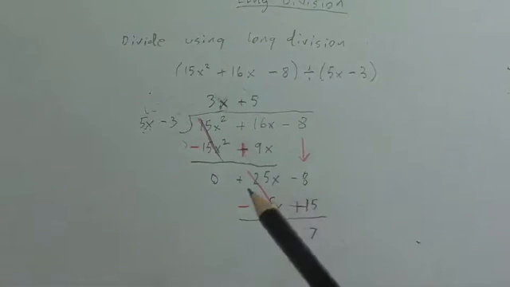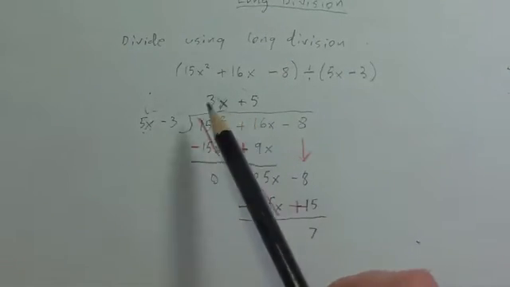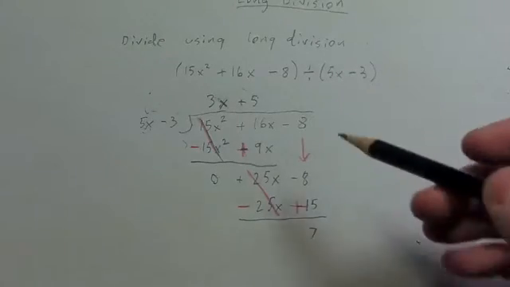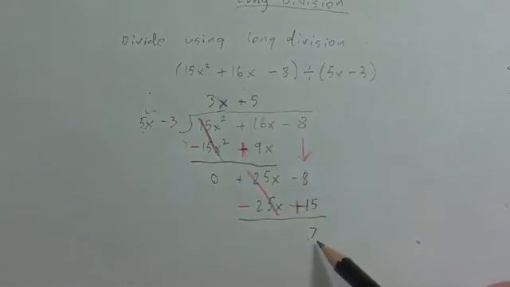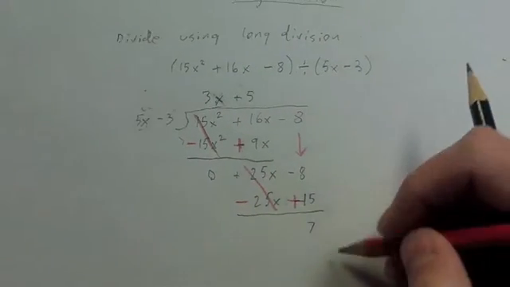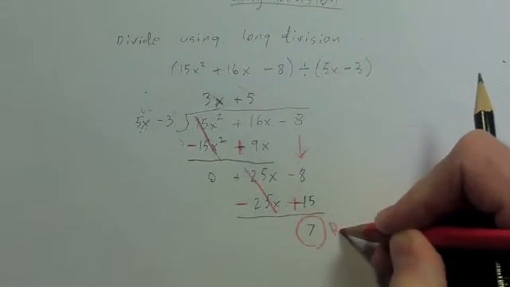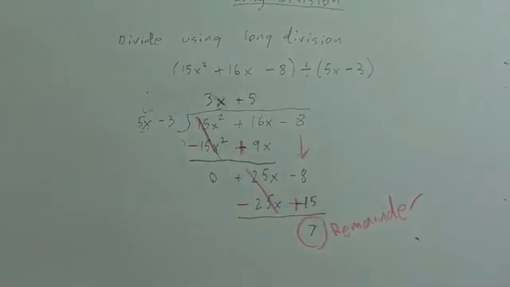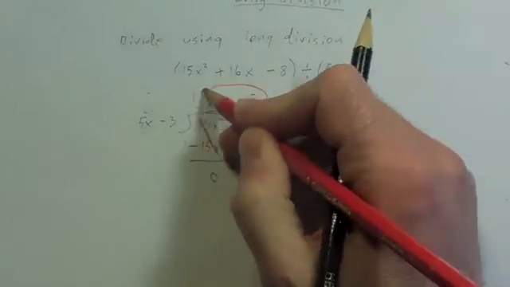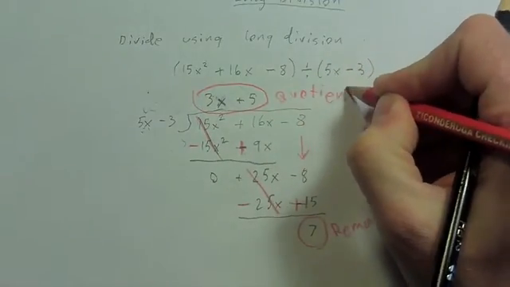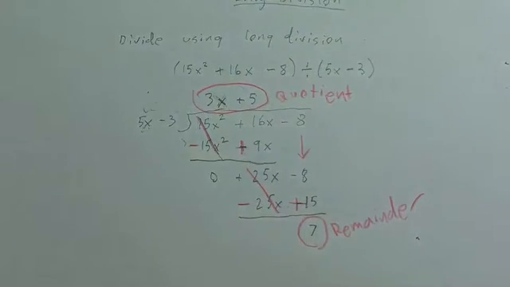Now the question becomes, I need to multiply 5x to get 7, and there's no way to do it because we would get an x here, and we don't have an x here. So what happens is this just ends up being the remainder, and this is the quotient.